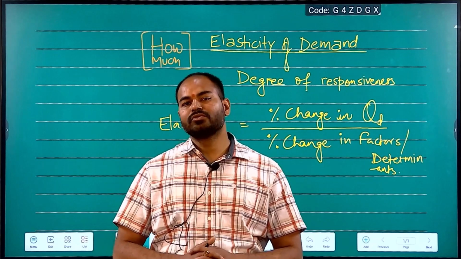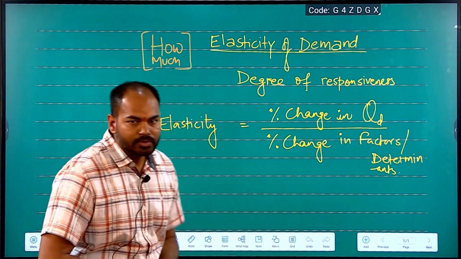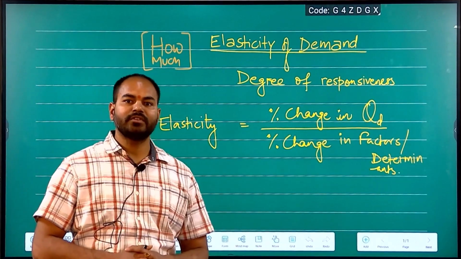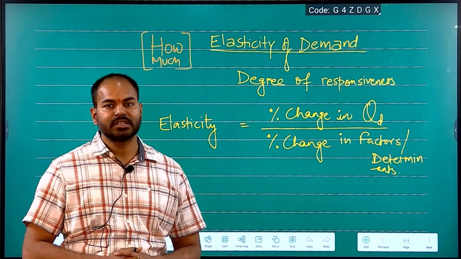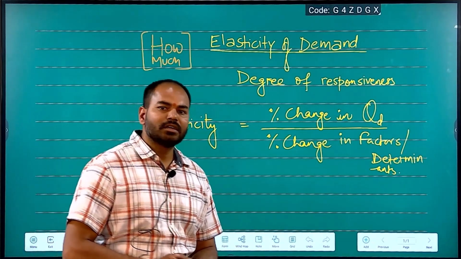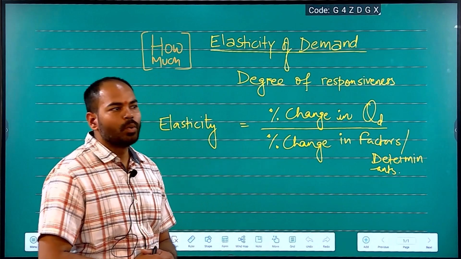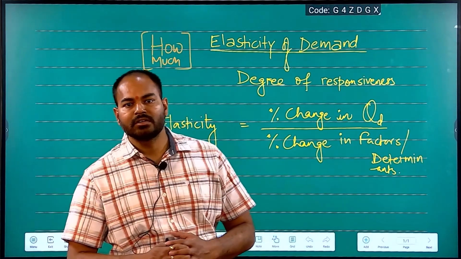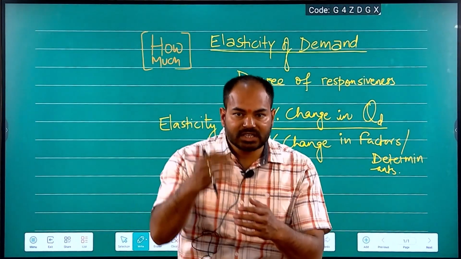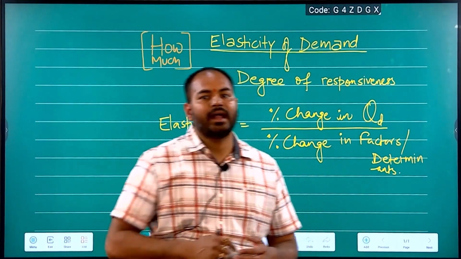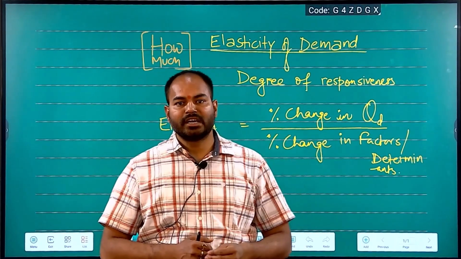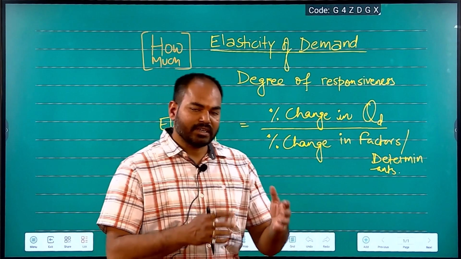Today I am going to teach you elasticity of demand. In the last lecture we understood everything related to the concept of demand and the law of demand. In the law of demand we understood the relationship between price and quantity demanded: if price goes up, demand will go down, and vice versa.